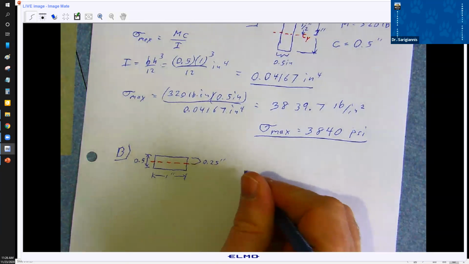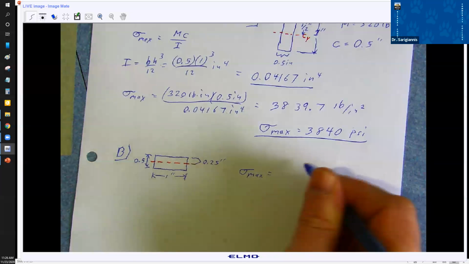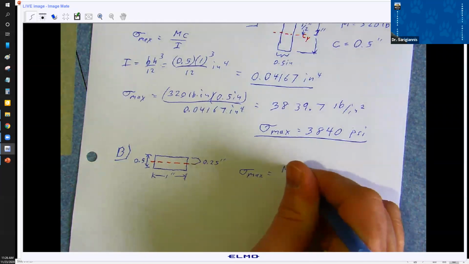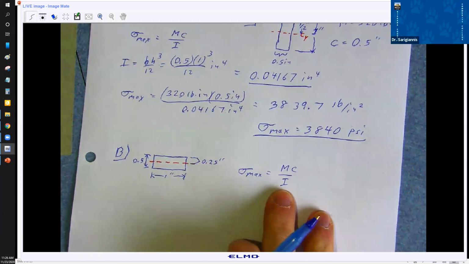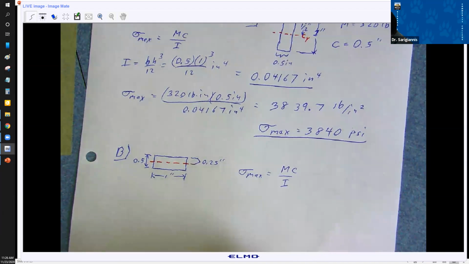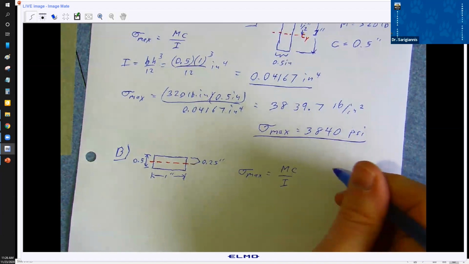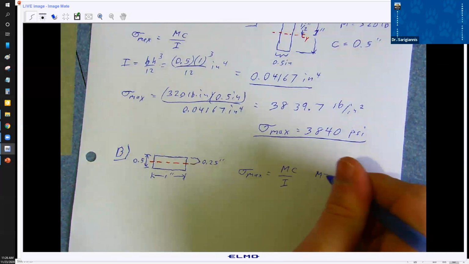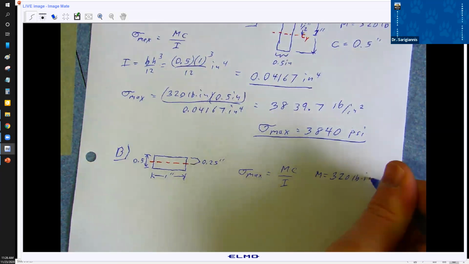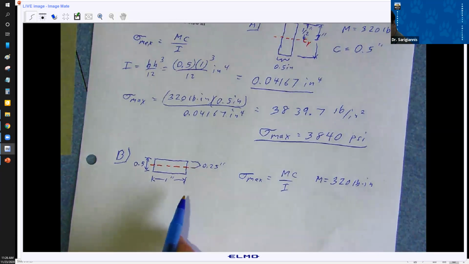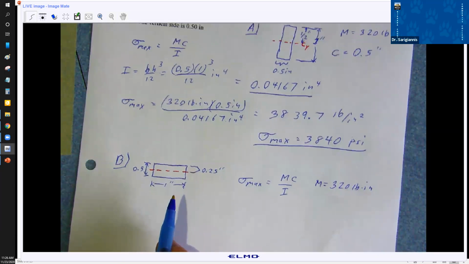Our sigma max now is still Mc over I, right? Except these two things are different. The moment is the same, right? The moment is still 320 pound-inch. But C now, see here. This sounds like a Dr. Seuss book. See here now.